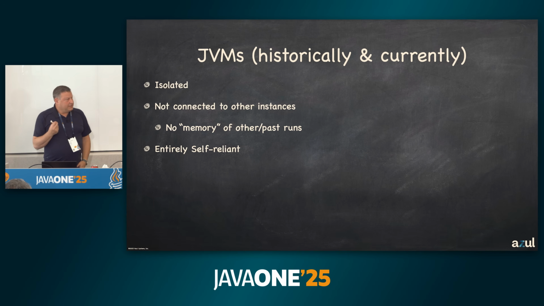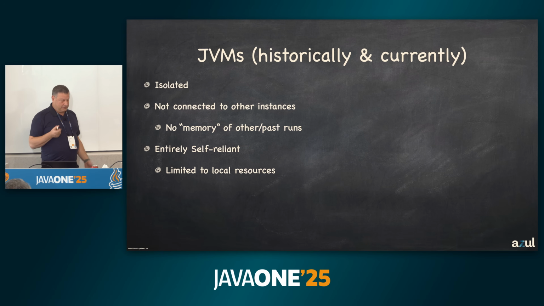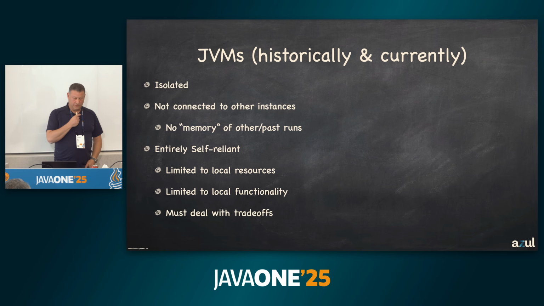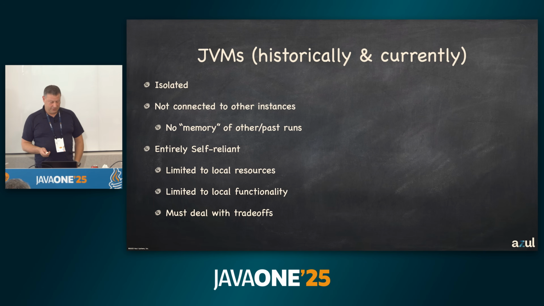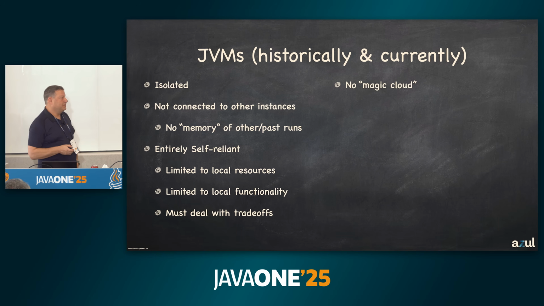The JVM is entirely self-reliant. Everything it does, it does on its own, and that means it can only use the local resources. It can only use whatever functionality the local machine or container it's in can do. And it has to deal with the trade-offs of resources, wall clock time, cost, and optimization, for example. It doesn't have a magic cloud. It doesn't assume one exists.